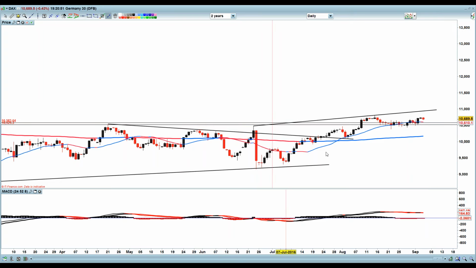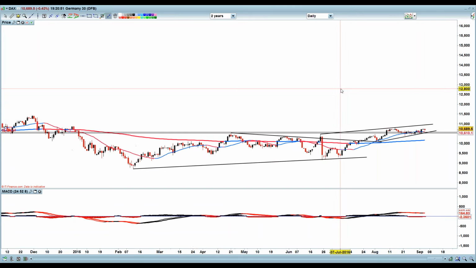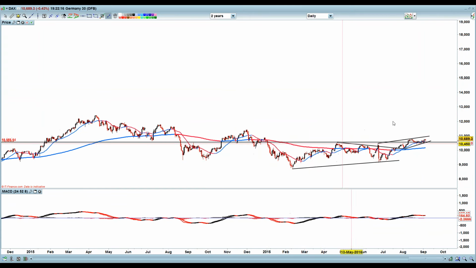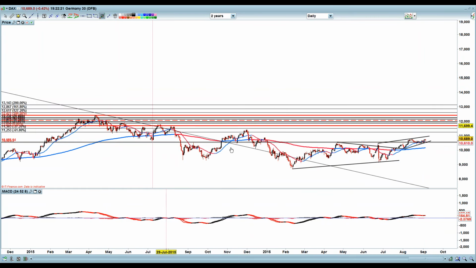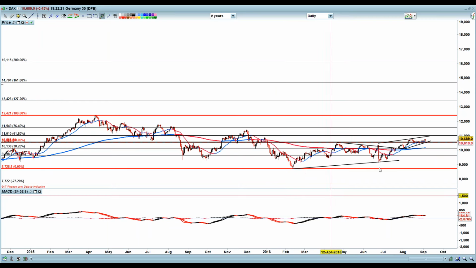It could potentially come and test 11,000 if we can hold that. We come out of start closing under 10.6 and this could get into trouble. It is high and we've got some high readings here. If we fib the whole of the last move, going right back to April 15, 11,000 would see us hit the top of the zone, at which point we might run out of steam.